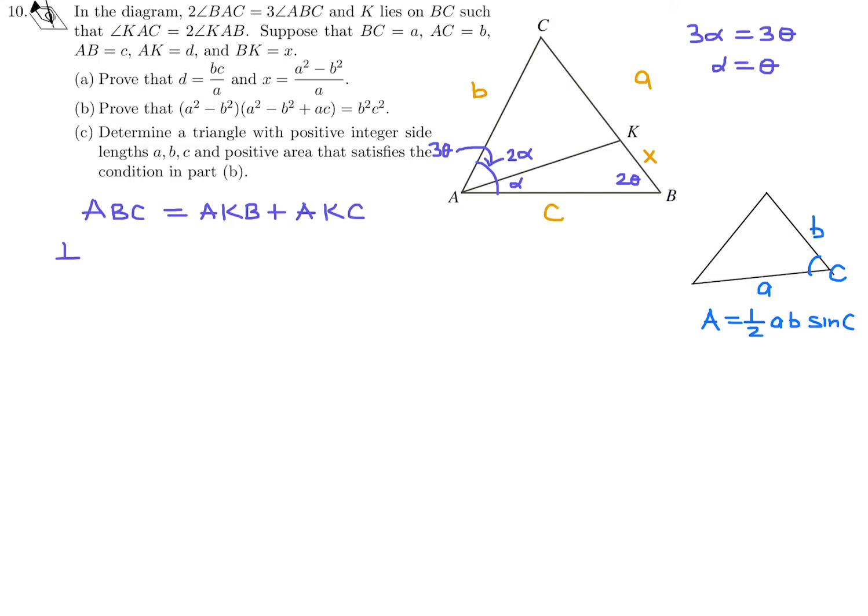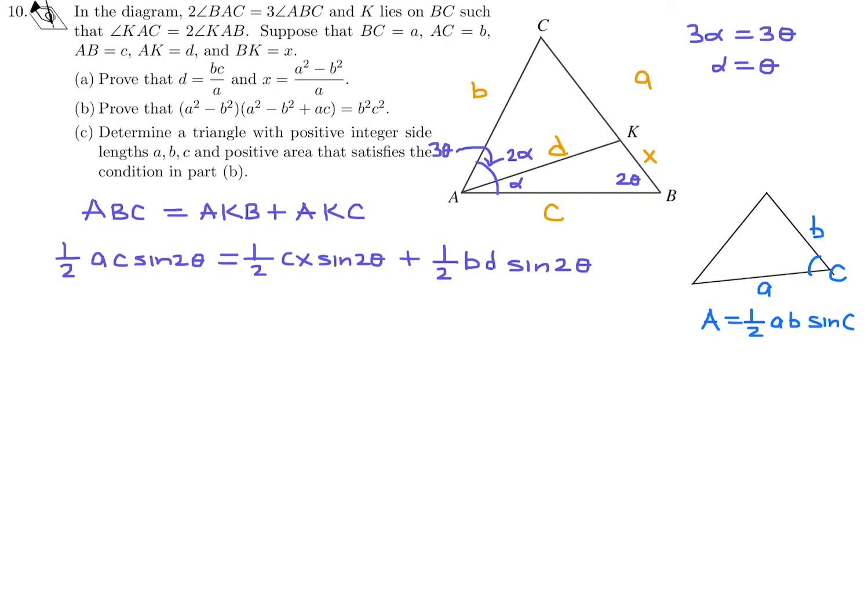Let's label them first. So this is going to be 1/2 AC, and I'm going to use that sine 2 theta right there, this one. And then AKB, I'm going to use the same formula, CX, again times the sine of 2 theta. And then AKC is going to be 1/2 B, and I'll use this side is D from A to K. So it's going to be 1/2 BD, and again the sine of 2 alpha, but it's really 2 theta because alpha is equal to theta. We got that up there.